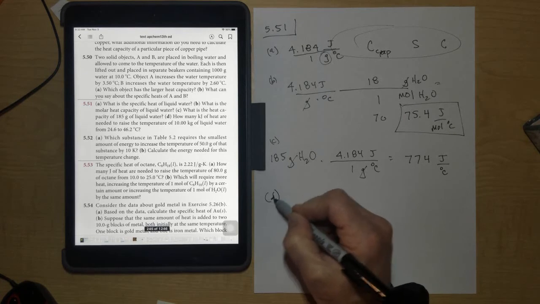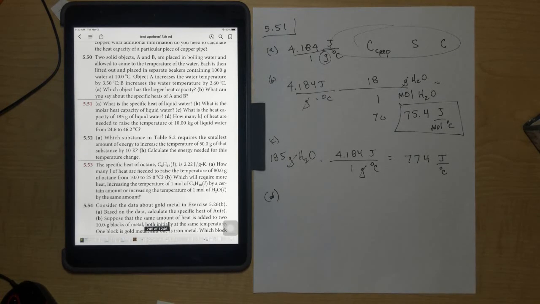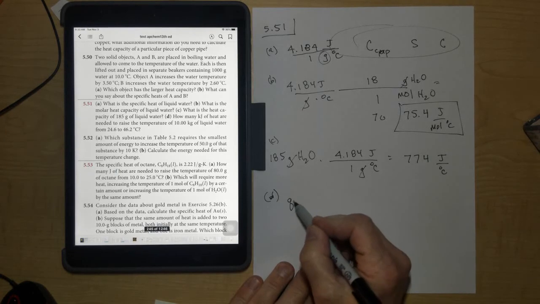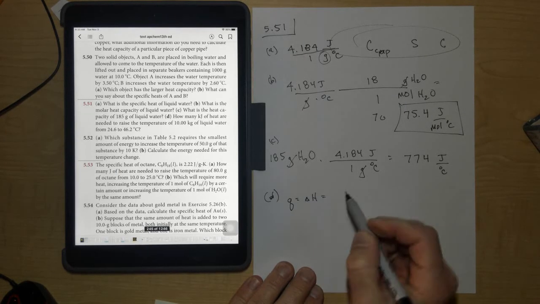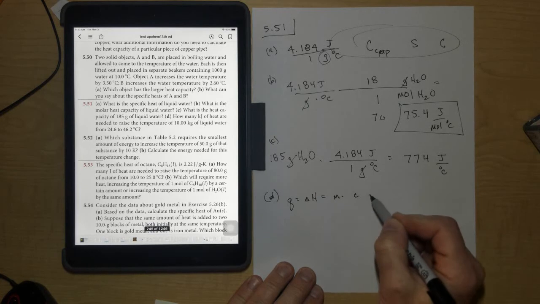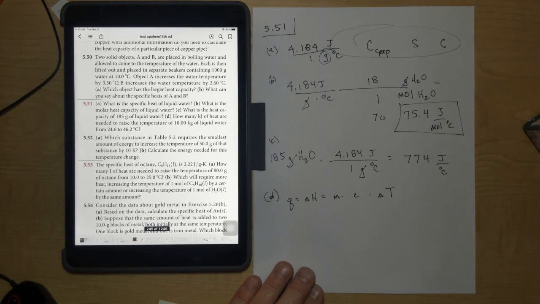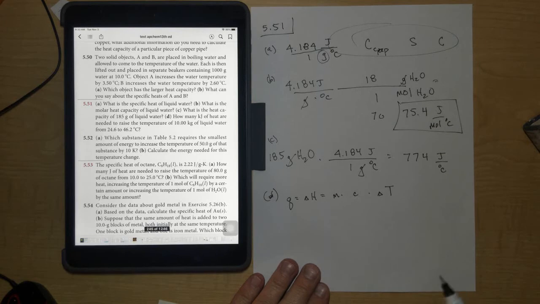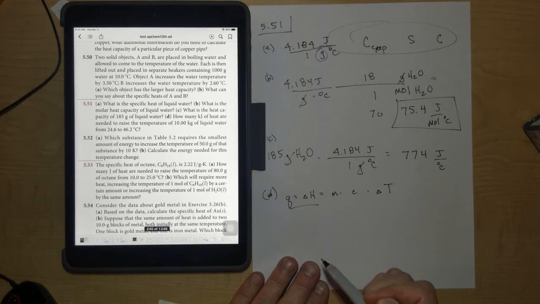And then lastly, letter D, how many kilojoules of heat are needed to raise the temperature of 10 kilograms of liquid water from 24 to 46. So Q, or heat, at constant pressure is delta H is equal to M times specific heat capacity times change in T, so MC delta T, and it's asking for my heat, or my Q, right here.